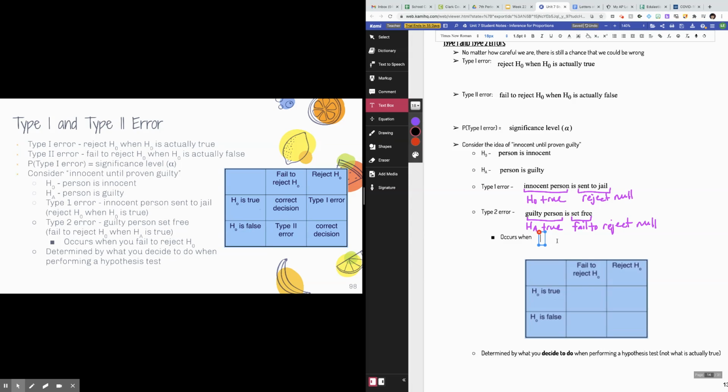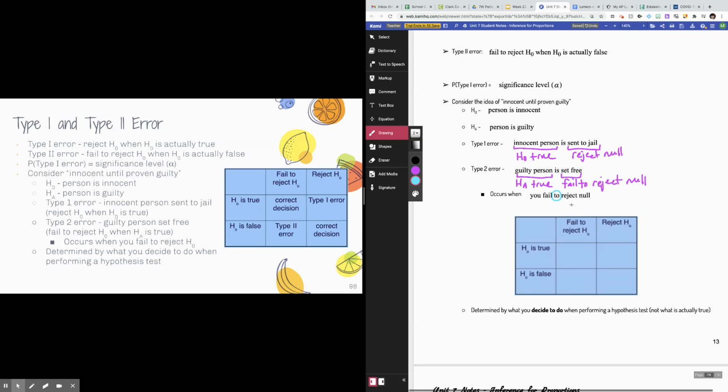The best way that I have found to remember is that a type 2 error occurs when you fail to reject the null. So a type 2 error occurs when you fail to reject the null. Remember that an error is determined by what you decide to do based on your test results rather than what the actual reality is.